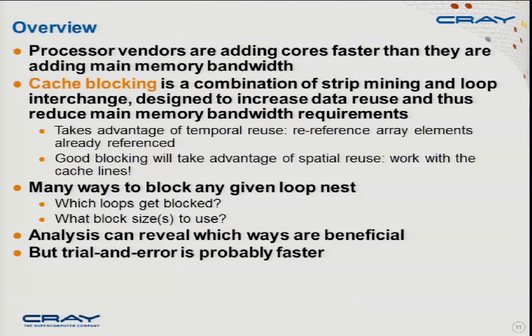bandwidth requirements. The more times you use a data object, you bring it in, the more times you reuse it, the fewer times that it's going to get kicked out, and then you have to bring it back in. It takes advantage of temporal reuse. This is the main thing. We're trying to increase temporal reuse. I'm going to reuse it temporally before it gets knocked out, right?